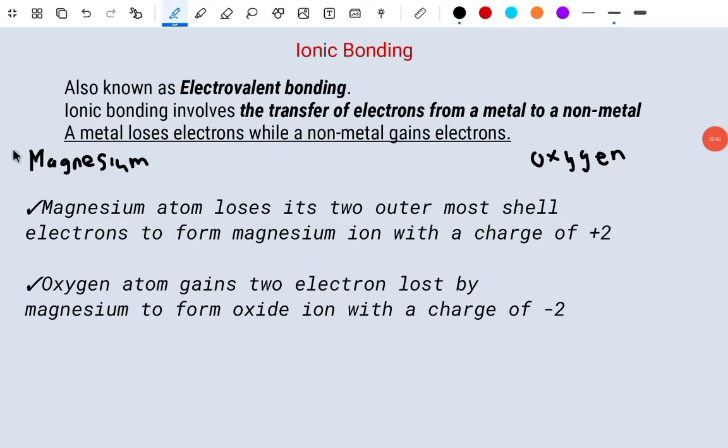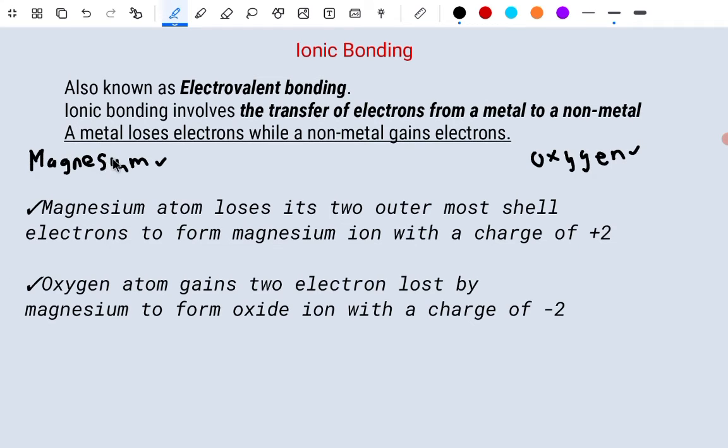So let's look at magnesium and oxygen. We see and try to understand what will happen. So you have magnesium and oxygen. So now let's see how the bond will take place. So the same thing applies, the transfer of electrons from the metal. So this guy is a metal, this one is a non-metal. So electrons must move from magnesium to oxygen. Now you don't know the number of electrons that are going to move.